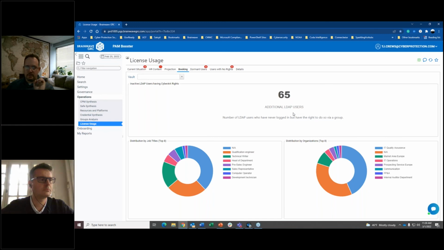So just one of the ways the PAM Booster goes on top of CyberArk and helps kind of optimize that ROI and maybe save yourself some person hours that are doing some analysis.